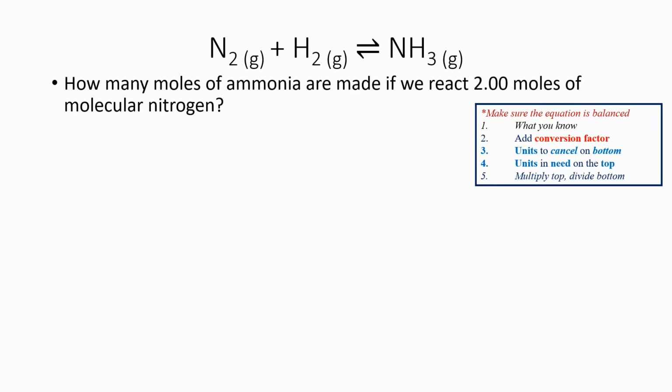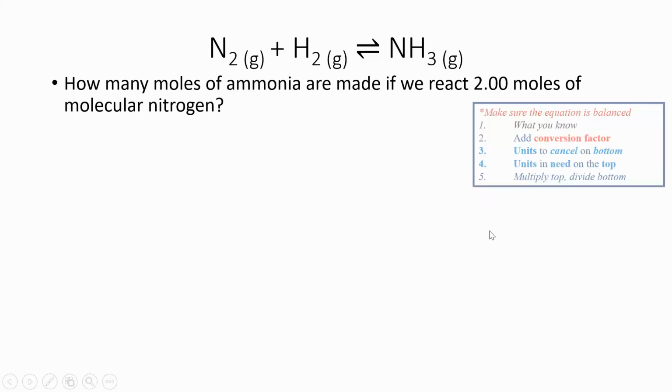It's saying that we have a reaction that has nitrogen gas, that's N2, over here, reacting with hydrogen gas, H2, to create NH3, which is ammonia gas. So here it says how many moles of ammonia are made if we react 2.00 moles of molecular nitrogen, which is this nitrogen gas here. I'm just going to draw your attention over here.